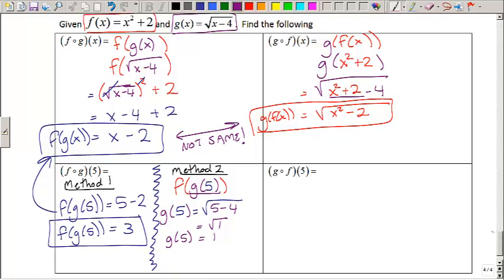In order to find the answer, I'm going to find f of g of 5. And I know g of 5 is equal to 1, so really I'm trying to find f of 1. I can do that by plugging 1 into my original f function. My original f function said x squared plus 2, but now I'm using x is equal to 1. 1 squared is 1 plus 2 is 3. Therefore, f of g of 5 is equal to 3, which is what we said here earlier.